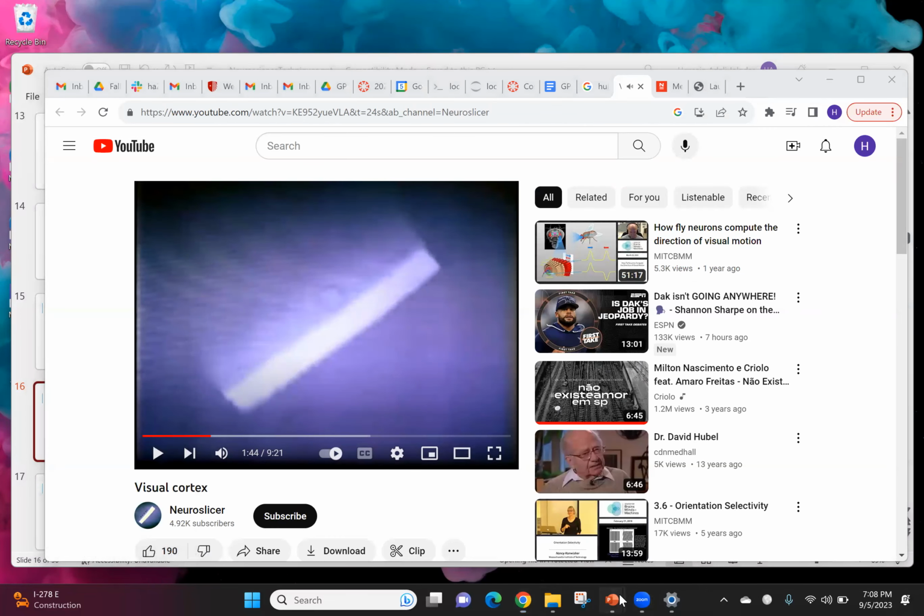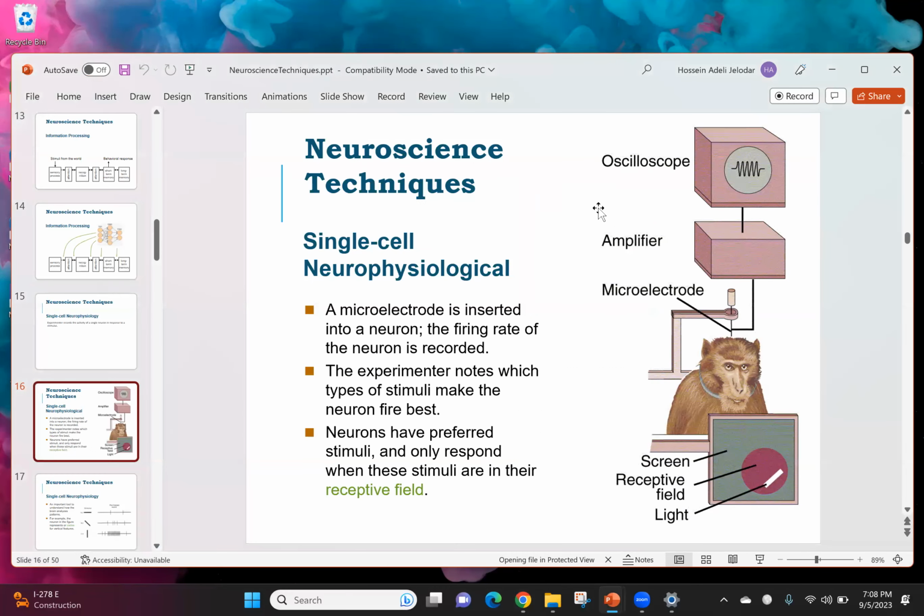We'll watch more of that later. But for now, this is basically what single cell neurophysiology looks like.